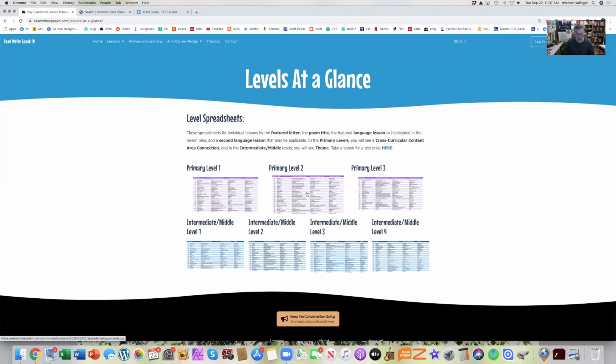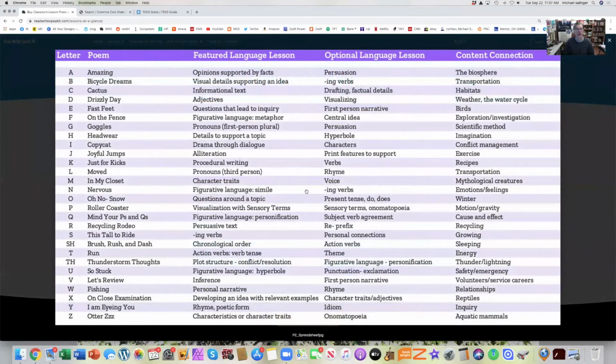Let's take a look at primary level 2. We're looking at primary level 2, and I'm just going to go down here and take a look at the V lesson. You can see that the featured language lesson is inference. The secondary optional language lesson is first person narrative, but I'm going to take a look at inference. All the different standards have apps and or websites that you can use to search them, which is what we did when we were putting the lessons together.